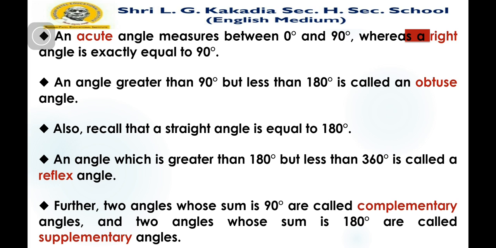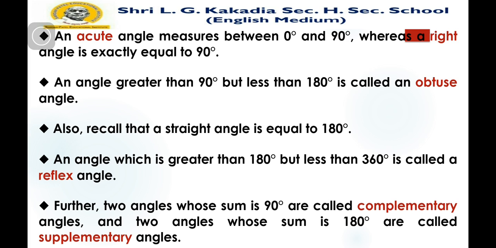Fourth one, an angle which is greater than 180 degrees but less than 360 degrees is called a reflex angle. Further, two angles whose sum is 90 degrees are called complementary angles. As we know, if we take the sum of two angles and it is equal to 90 degrees, then both the angles are known as complementary angles.